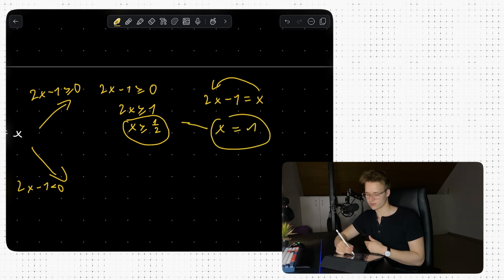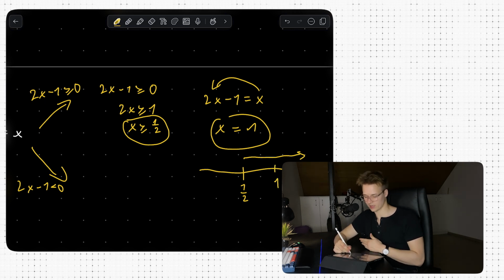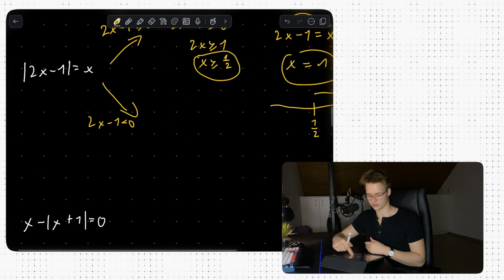And this is okay, because the possible solutions should be greater than 1/2, so on the right side of 1/2, and 1 is on the right side of 1/2. Okay? So that's valid, that's okay. We can say that this is an okay solution.